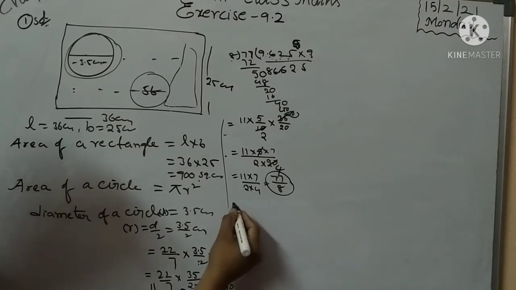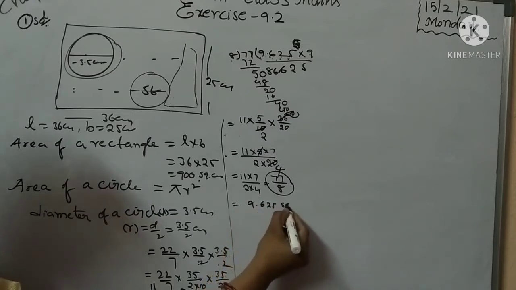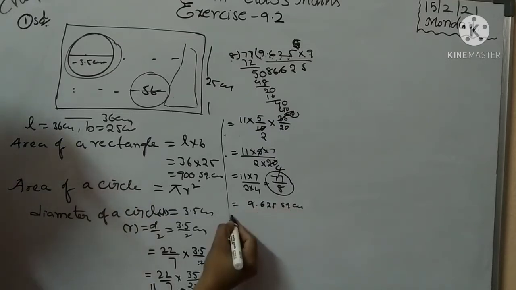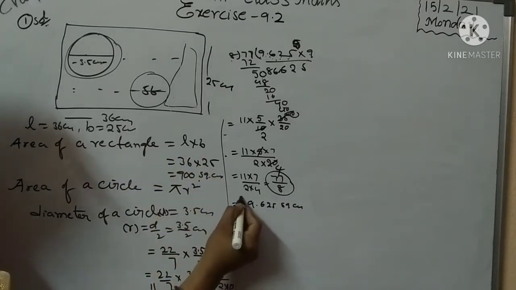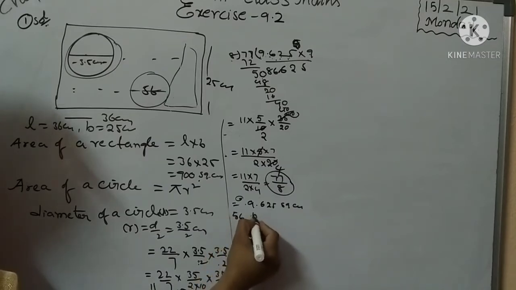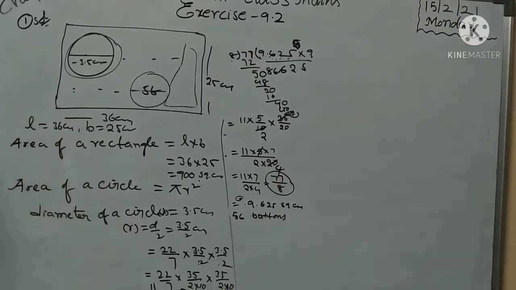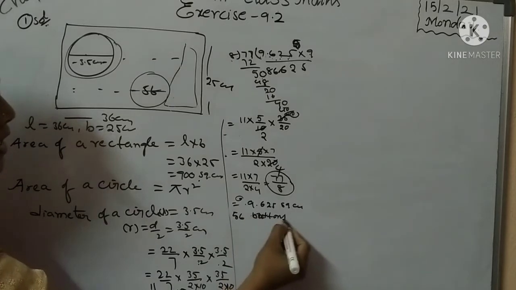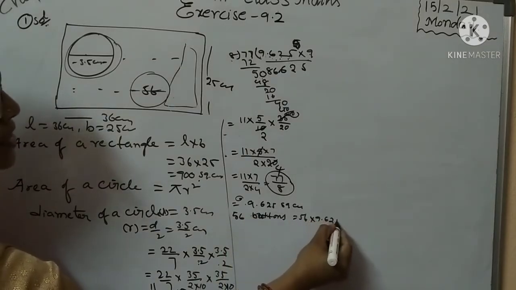Okay. So here write 77 by 8, which means 9.625 square centimeters. We know that. So finally how many buttons are there? It is one button area. Remaining 56 buttons are there. So we should multiply the 56 into 9.625.